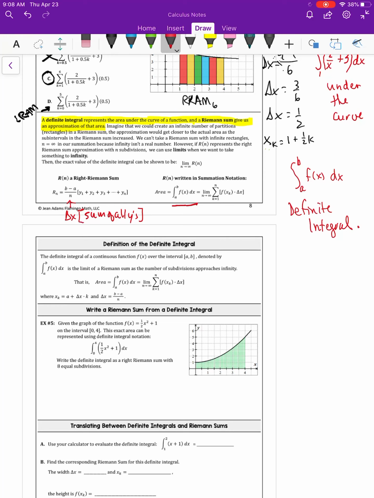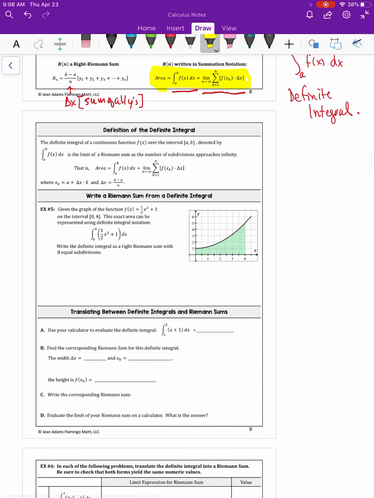And so if we then wanted to take that and put it into summation notation to find the area under the curve, which is actually going to be equivalent to this definite integral, the integral from a to b of f of x dx, we could take this summation of the y value times delta x from k equals 1 to n and take the limit as n goes to infinity. That is the exact value of the definite integral. So this is your Riemann sum definition of the definite integral. Really, really, really important stuff here.